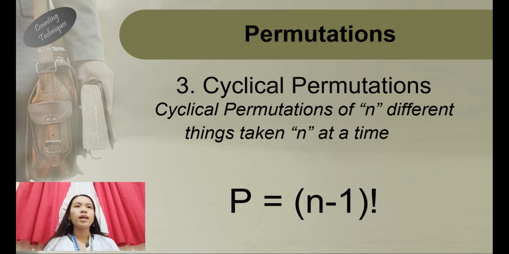Also, we have cyclical permutations. Cyclical permutations of n different things taken n at a time is equal to the quantity of n minus 1 factorial. We have to first subtract 1 from n, then perform the factorial.